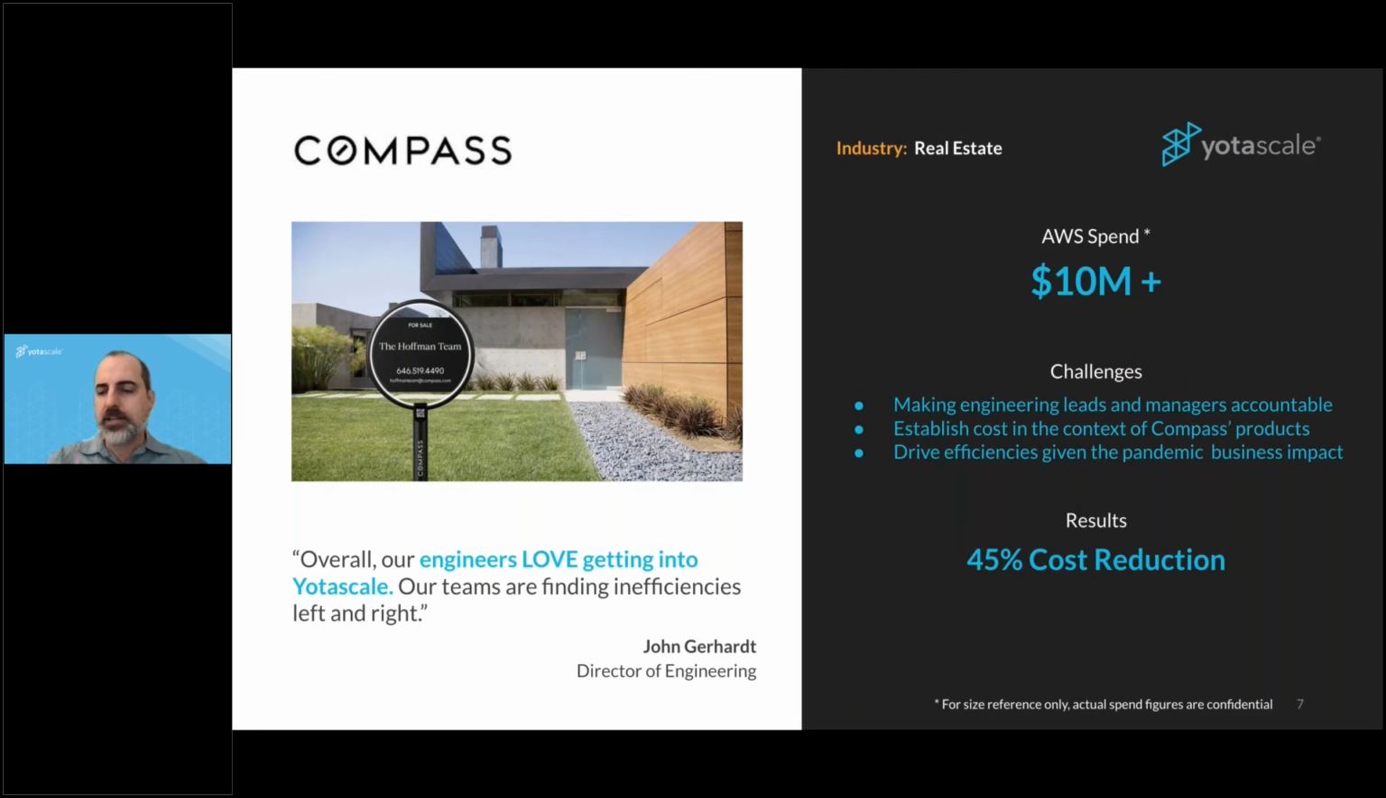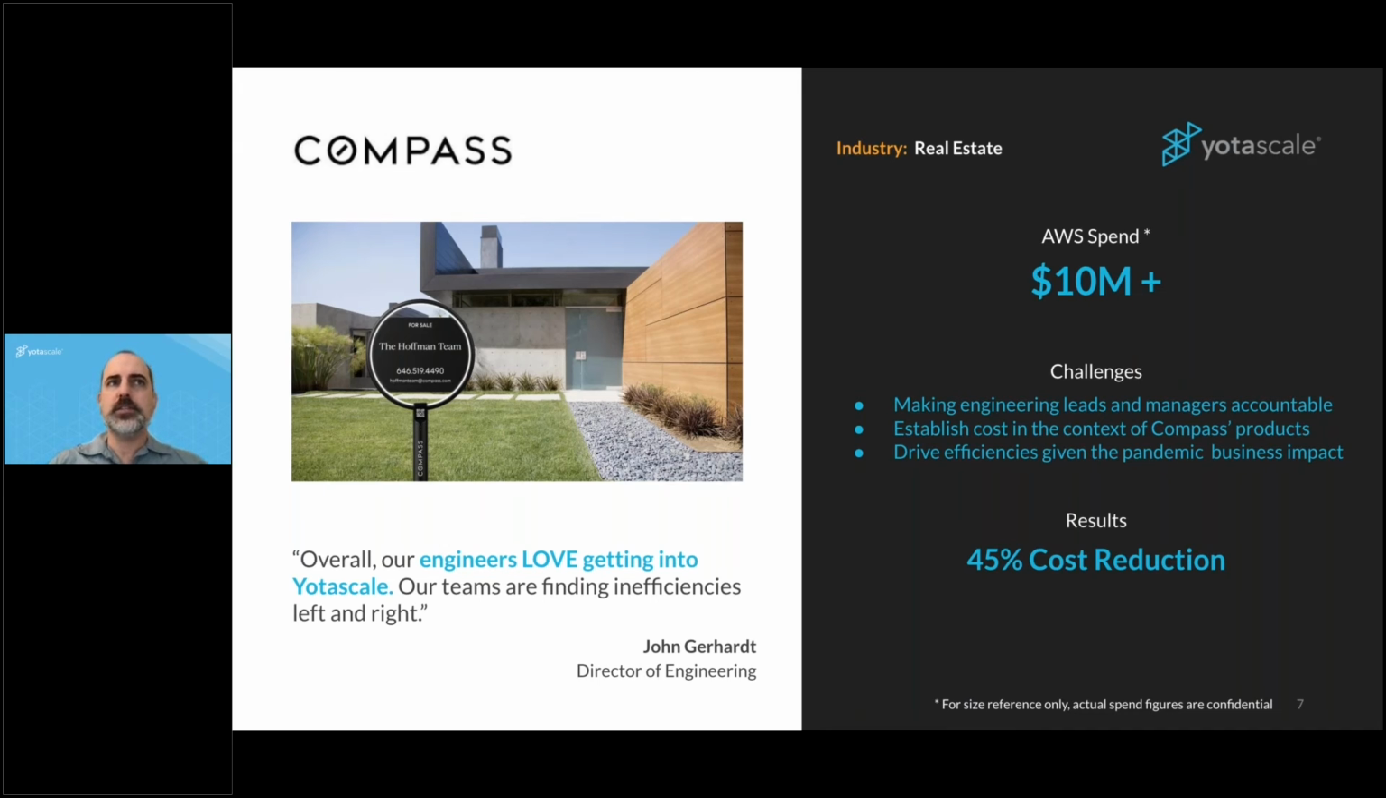So in Compass's case, they wanted to establish the cost in the context of Compass's products, which really just means that they wanted to think about how to build their products so that cost becomes one of the parts of the conversation as they go through the software development lifecycle of building these projects. And then finally, driving efficiencies given the pandemic's business impact.